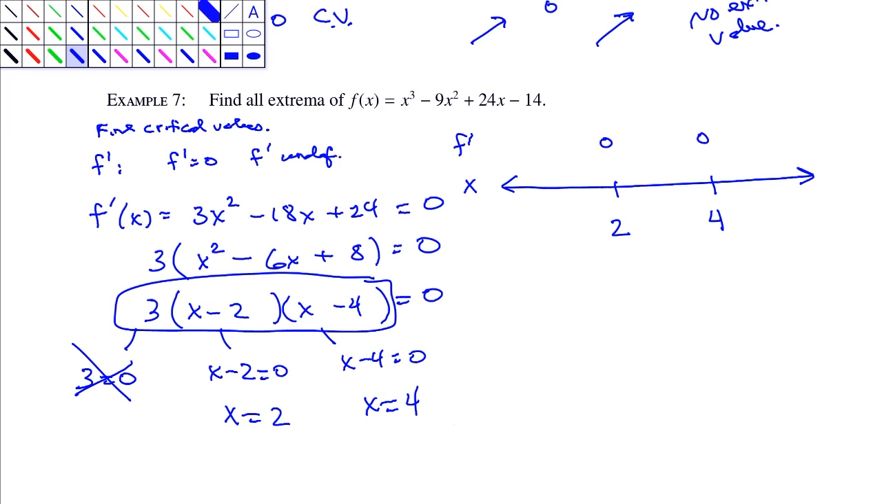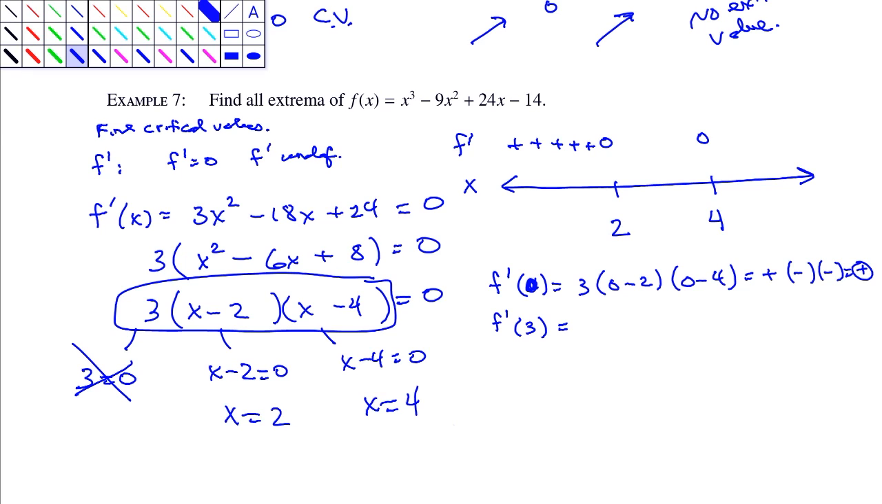So we have f prime of 1. No, actually, I'm going to use 0. 0 is the easier number to use. f prime of 0, so it's 3 times 0 minus 2, 0 minus 4. That would be a positive times a negative, which is a positive. So we're positive in this first interval. I'm going to test the derivative at 3 for the middle interval. So we have 3 times 3 minus 2 times 3 minus 4. That's a positive, and a negative, which is a negative.